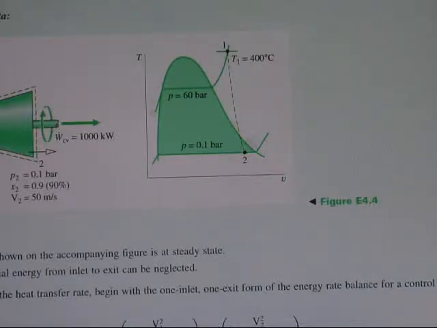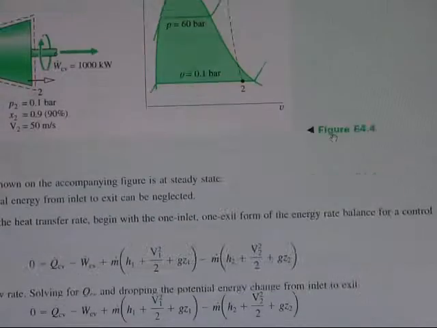So we can draw the turbine schematic diagram like this, showing the inlet pressure and the exit pressure, 0.1 bar and 60 bar.